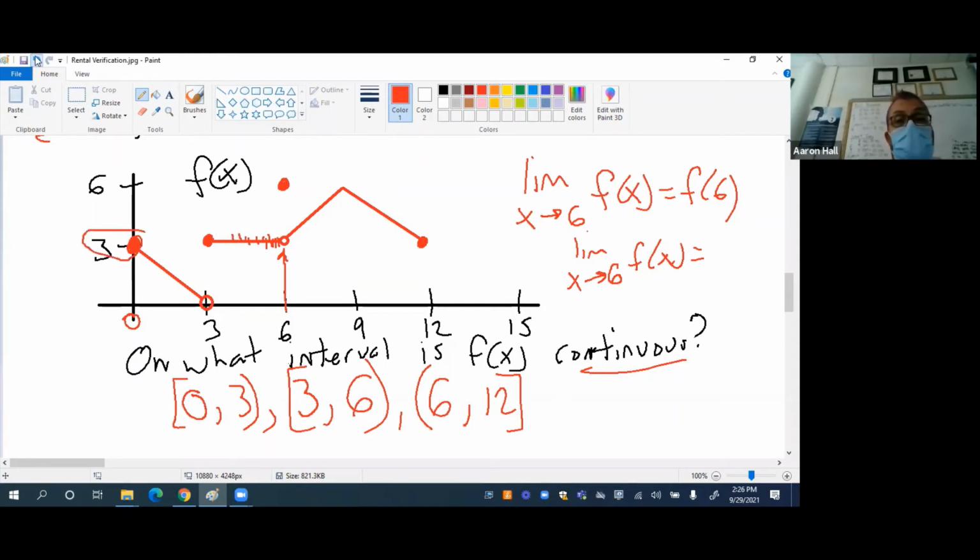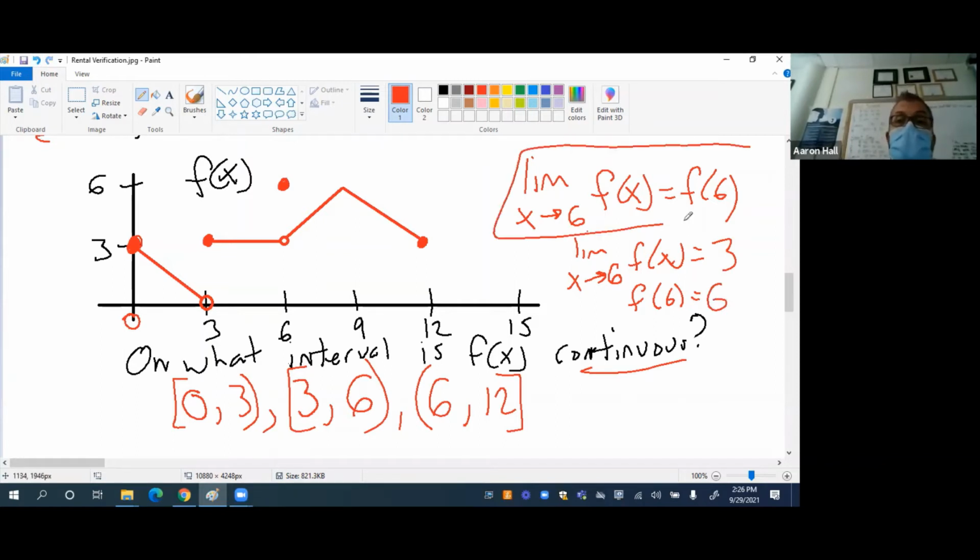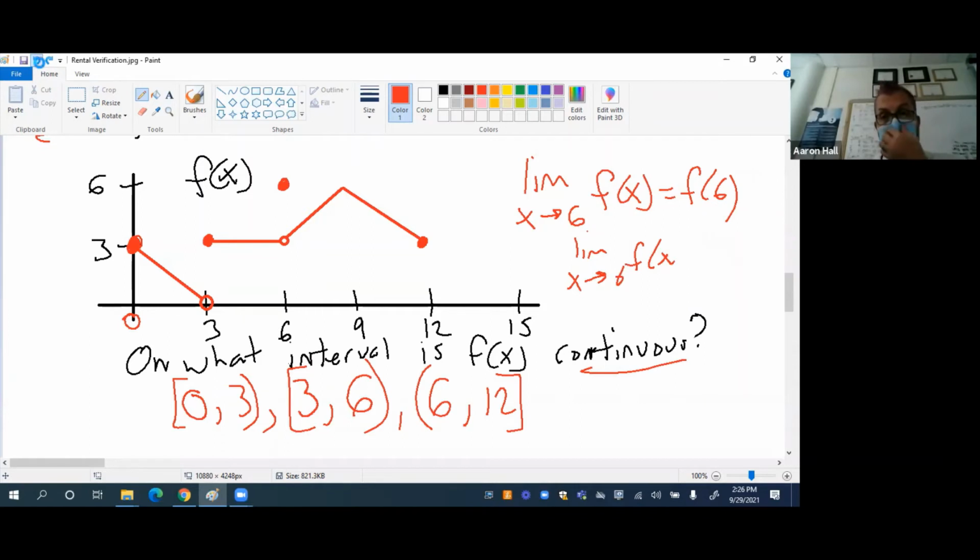Yep. So the limit is going to be 3. Well, what is f of 6? Yeah, f of 6 is 6. Are they the same? No, they are not the same. So it is discontinuous. That is a rigorous definition. Okay.